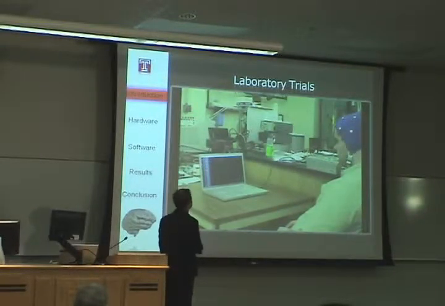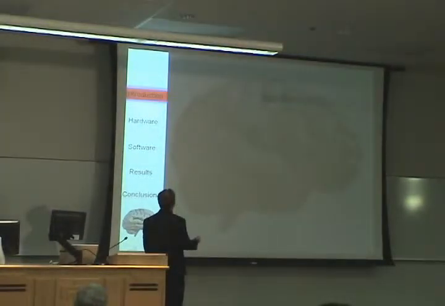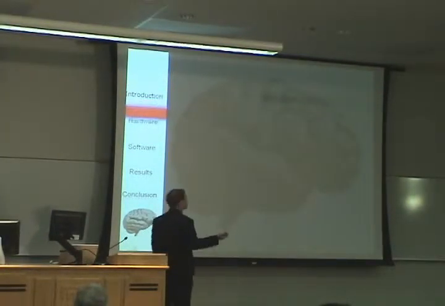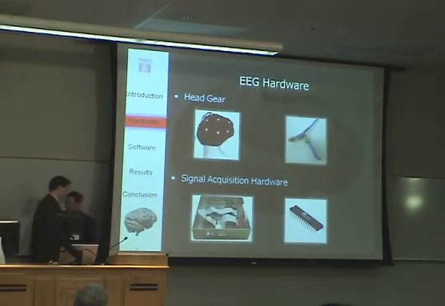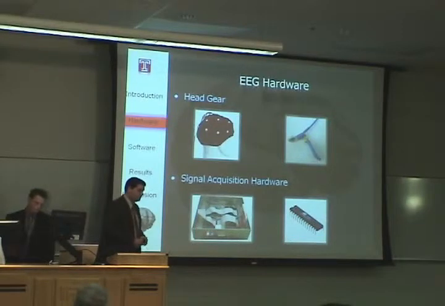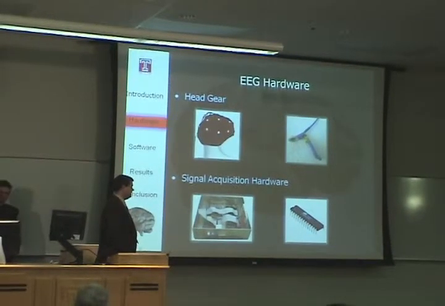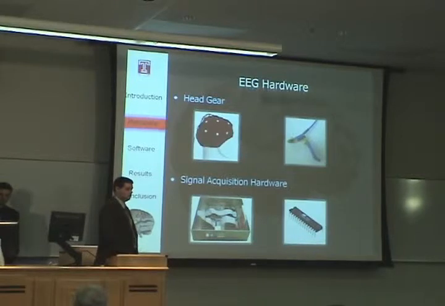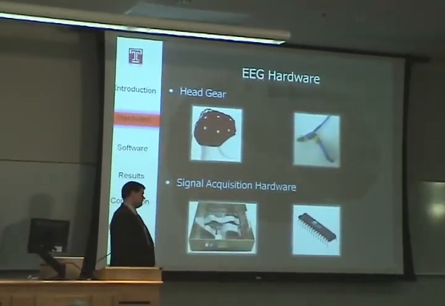Now, how did we do this? How did we control the mouse cursor with 2 electrodes? I'm going to have Drew talk about the hardware. Thank you, Matt. The hardware for our project consists basically of 2 main parts. We have the headgear, which is the electrode aspect, and then we have signal acquisition equipment. This is responsible for interfacing to the user's computer.